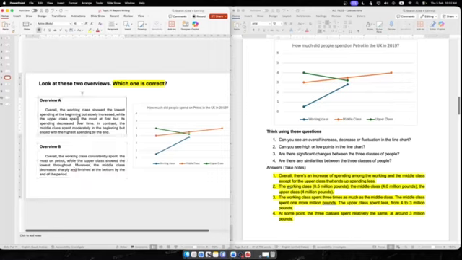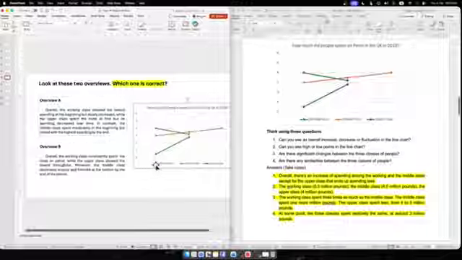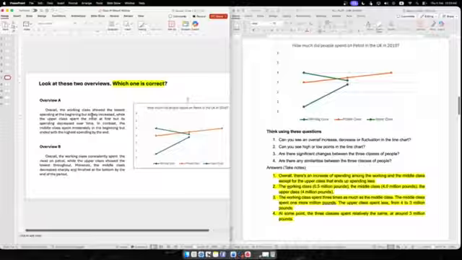So let's take a look at overview A and then B. Okay. Overall, the working class showed the lowest spending at the beginning, but slowly increased. Let's check. Is this correct with regards to the graph? The working class showed the lowest spending. Yes, they did. They are the lowest, but slowly increase.